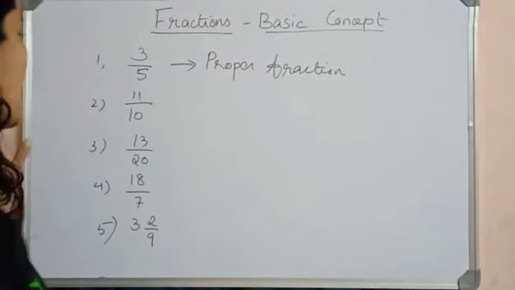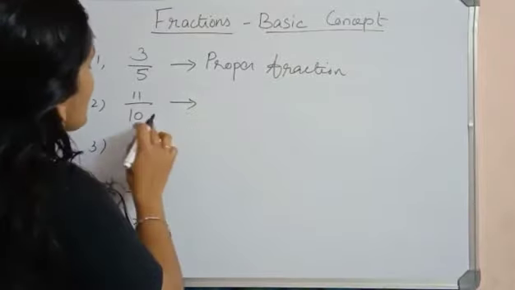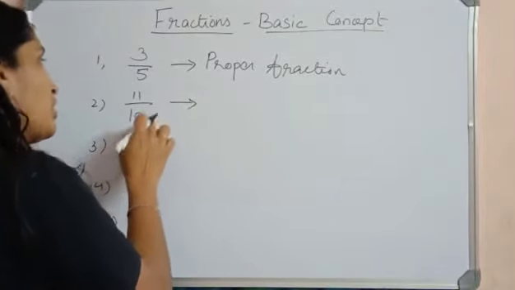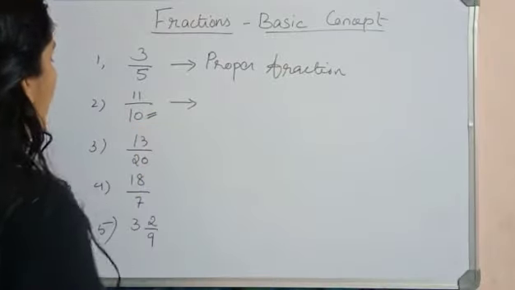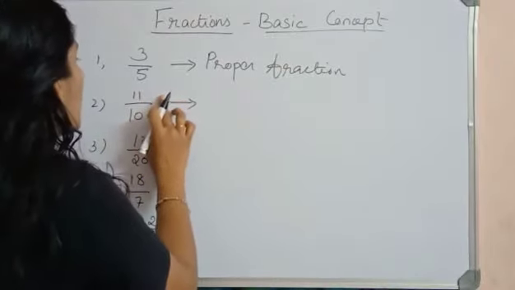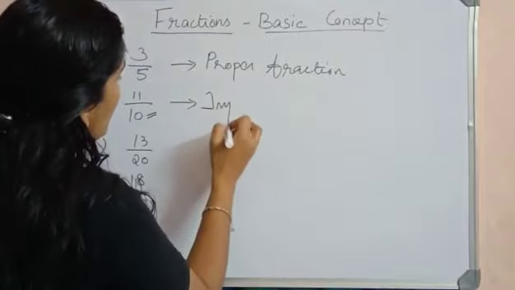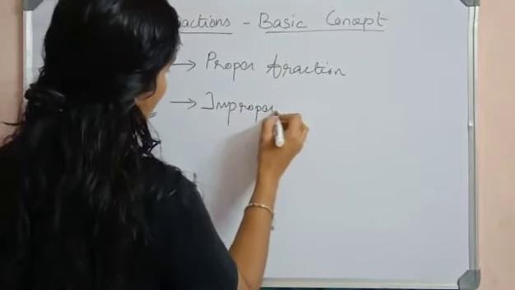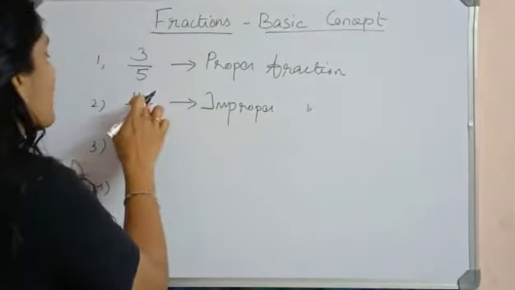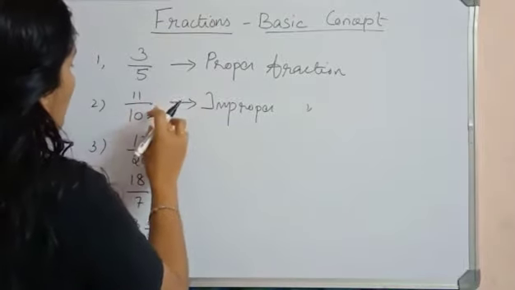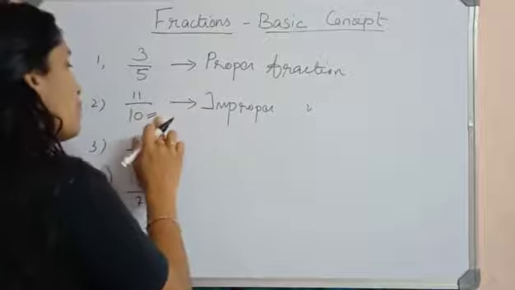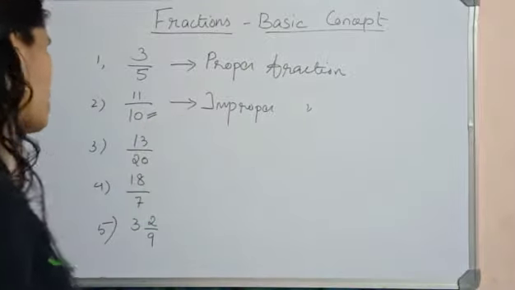Now 11 by 10. This is an example of a decimal fraction, since the denominator is 10. And this is an example of an improper fraction as well, because the numerator is greater than the denominator. So this is an example of both a decimal fraction as well as an improper fraction.